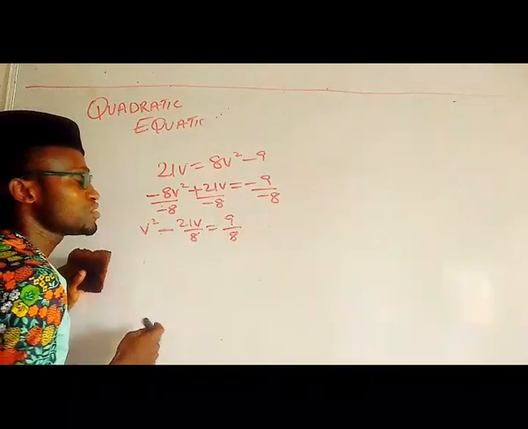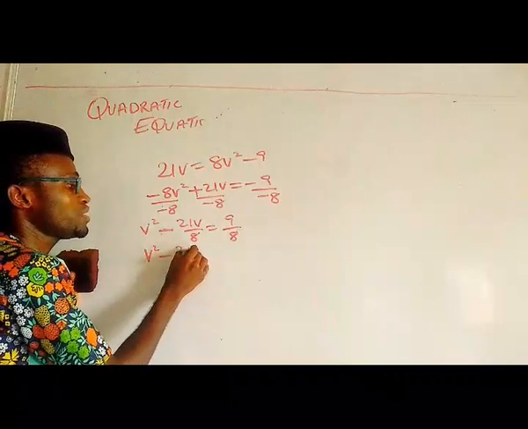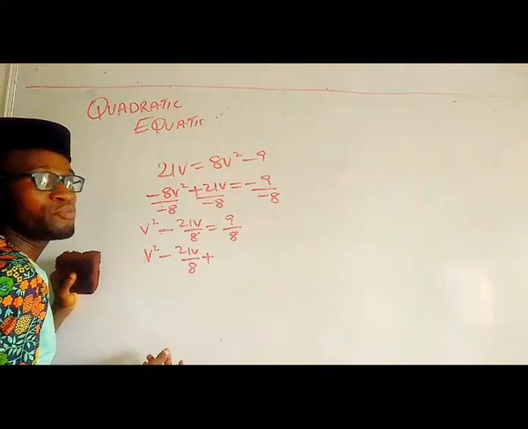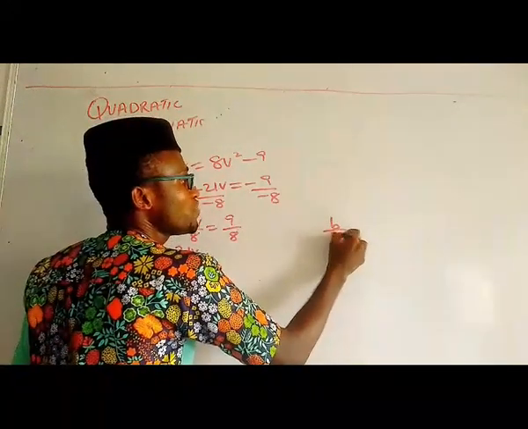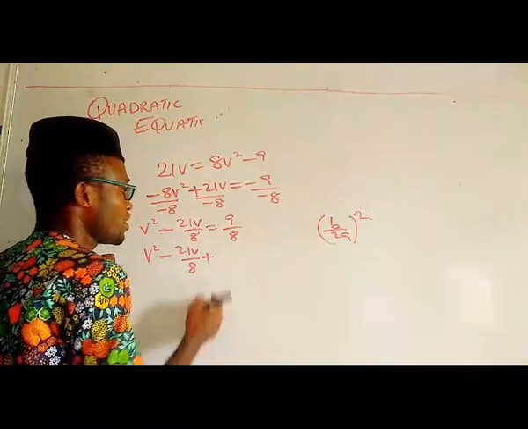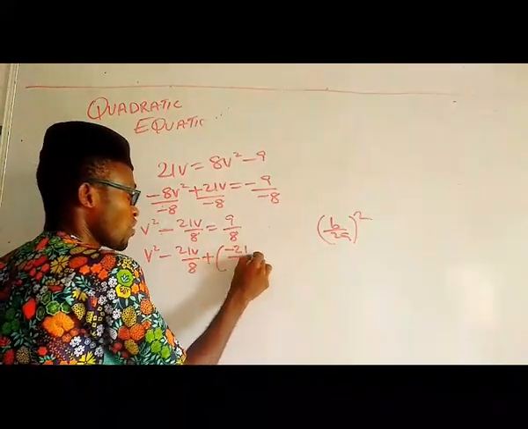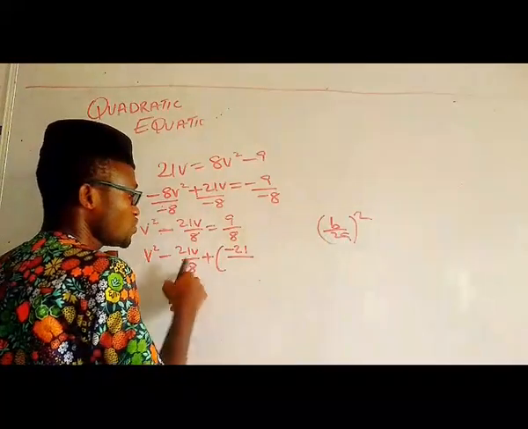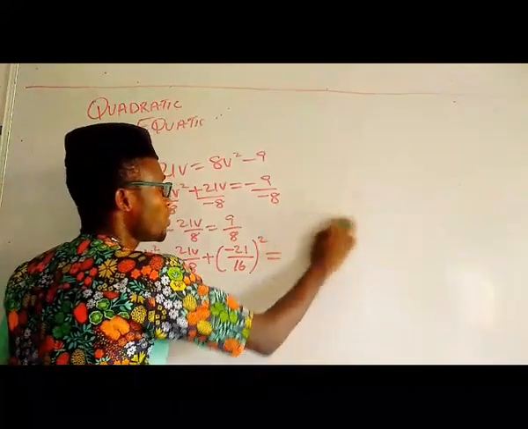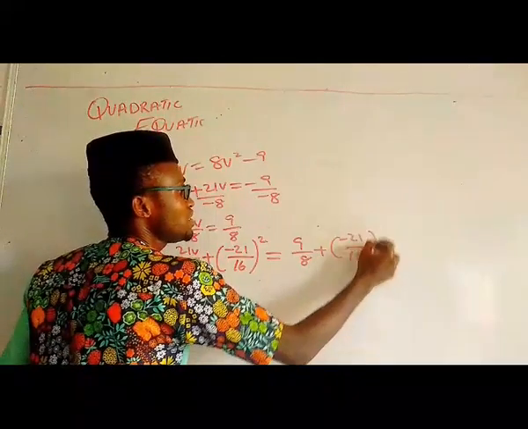Now the next thing we are going to do is, what are we going to add to this to give us a complete square? So v squared minus 21v over 8. Now there is a simple way of doing it: b all over 2a, squared. This is what we need to add to make this a perfect square. Our b is minus 21 over 8, so b over 2a is minus 21 all over 2 times 8, which is 16, squared. So that is now going to be 9 over 8 plus minus 21 over 16 squared.